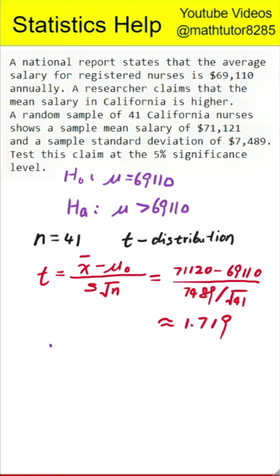Next step is finding the p-value. We now look up the probability for a t-score of 1.719 with 40 degrees of freedom. This gives us a p-value of approximately 0.0466. Next step is making a decision.